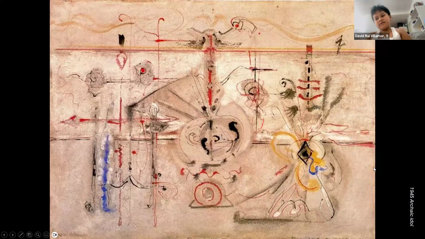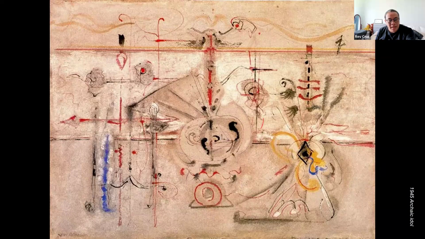Yes, David. So some of the colors there are like the ones Mondrian used. Yeah, the red. That's nice for you to recognize. The primary colors, red, blue, and yellow. Perhaps he was trying that out as well here. He was going to the basic colors.